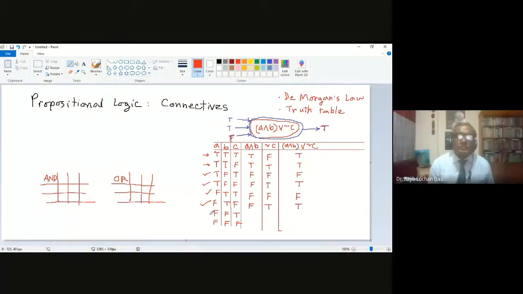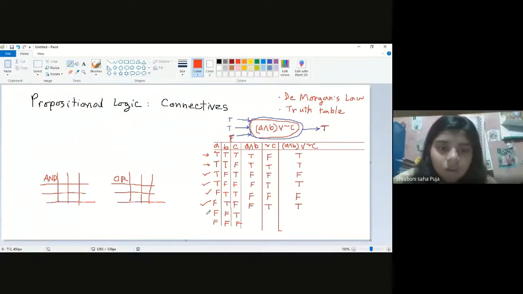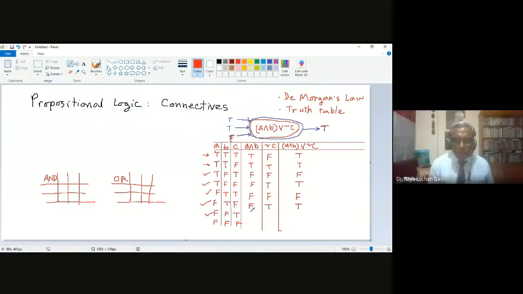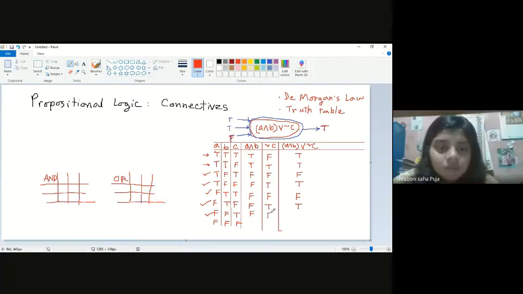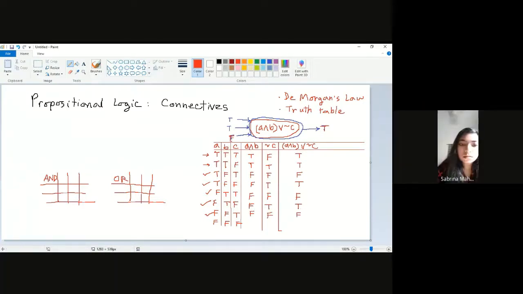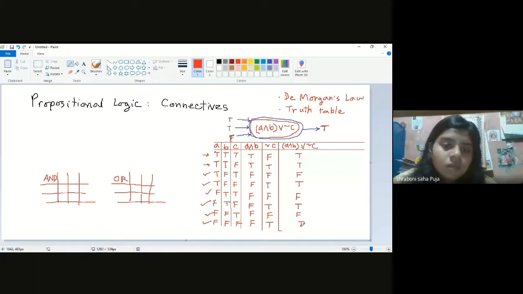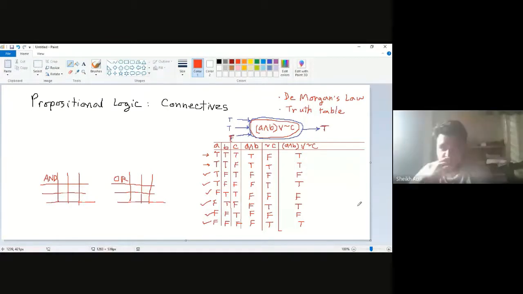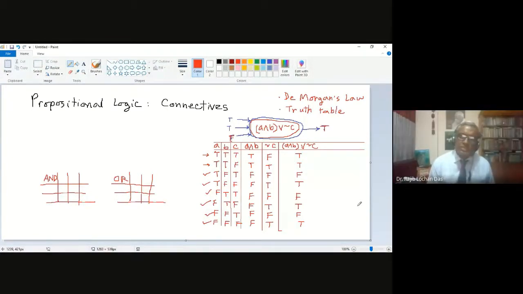Yes, correct. This false, after the false, false. Okay, next one. False, then both are false, false. The last one: false, true, and true. Both are true. False and true. Is this okay? Correct? Yes, sir. So this is the truth table.